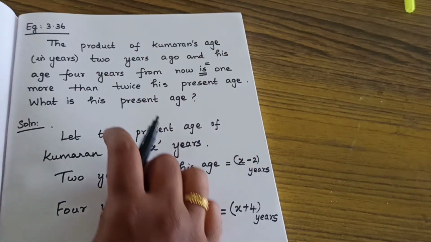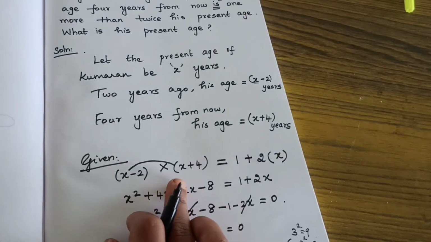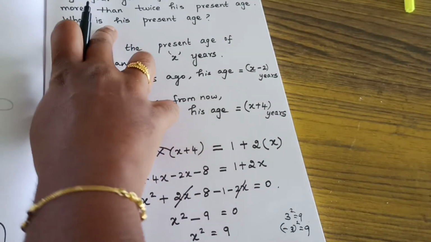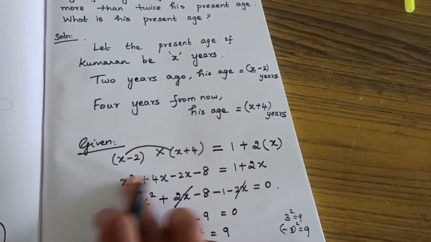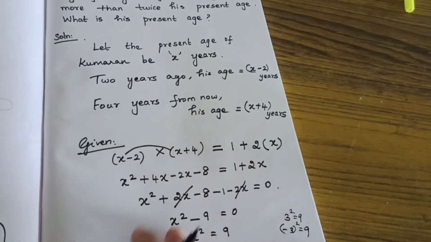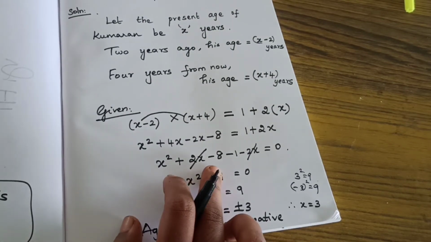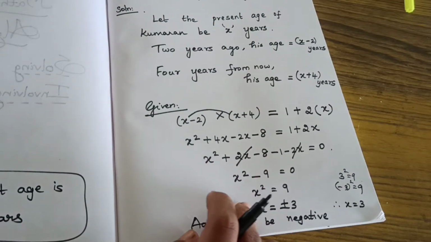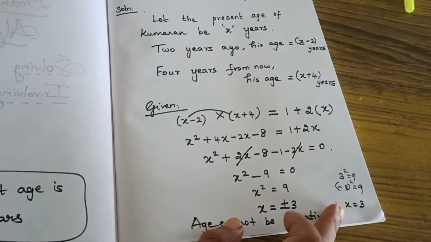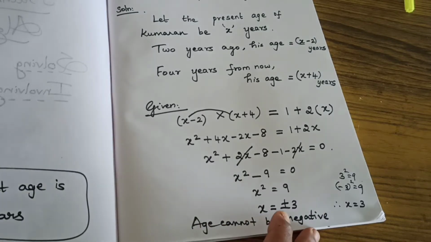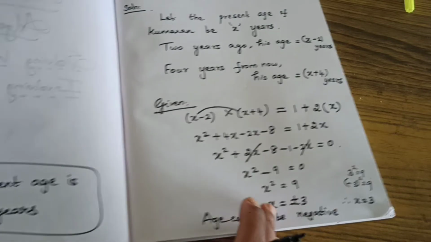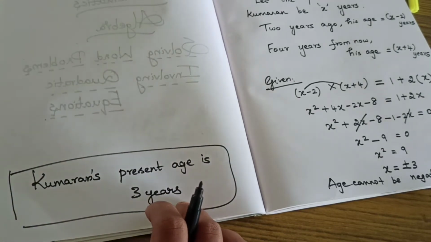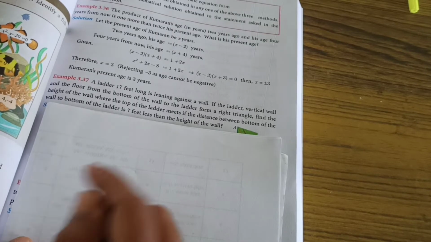Very easy question. The product of, so multiplication, these two terms is equal to, according to the statement, I wrote the equation. So, 1 plus 2x, then convert into standard form of the quadratic equation, then solve as per the method you have. Here, no method, we just use the factorization method. Factorized only. So, age cannot be negative, so only we neglected the minus sign. And what is the final answer? Kumaran's present age is 3 years. Got it? Okay, listen dear students.